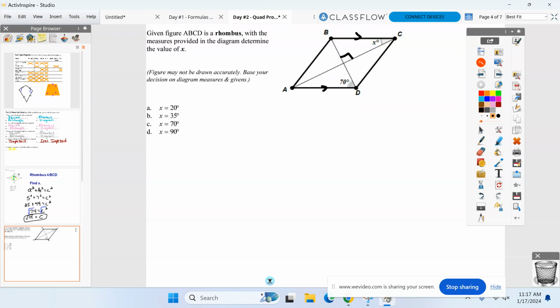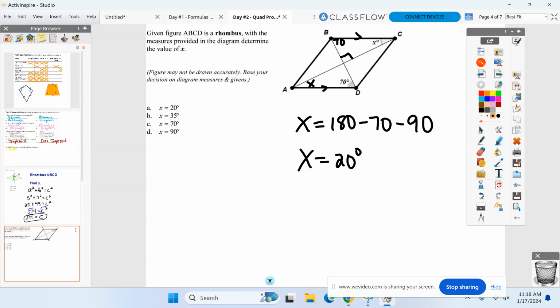So if that's X, that could be X, or if you put 70 here, that could be 70, right? And now I look at it and say, whoa, this is an easy problem now, because I have a triangle where I know 2 out of 3 angles. 180 minus 70 minus 90. 20.